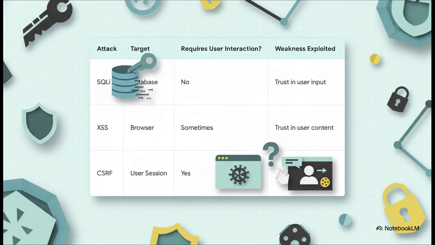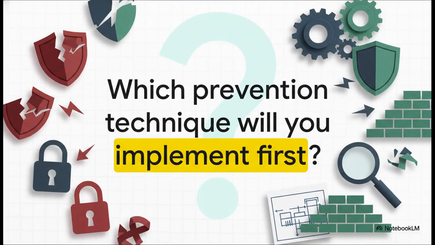And finally, the main weakness they exploit. SQLI abuses your trust in user input, XSS abuses your trust in content, and CSRF abuses the browser's habit of automatically sending cookies. So, we've laid out the attacks, and we've laid out the defenses. We've seen how they target different parts of your application by exploiting different kinds of trust.